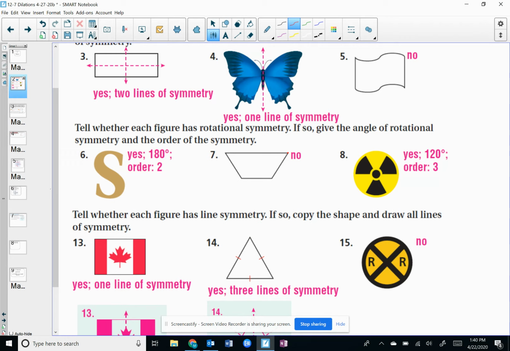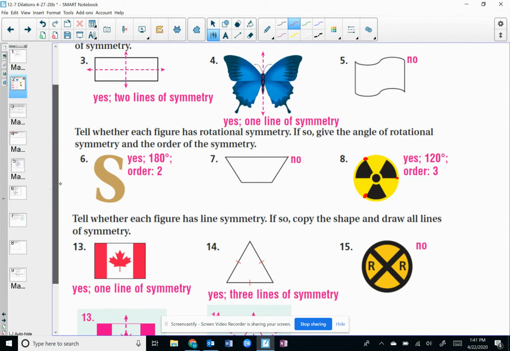For number 8, it's a yes. The order would be 3, so it means each one of them is 120 degrees. Again, if you're struggling with this, put one point there, and imagine what it would take to get that to match up with this picture. You'd see that point would take to get down to here for the first time this picture would be identical, and then this would be the second time. And so back to the beginning would be the third time, which makes the angle of rotational symmetry 120 degrees.